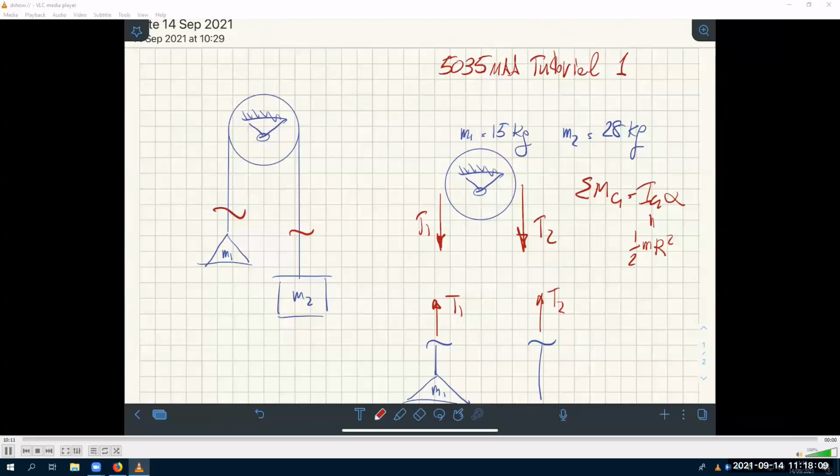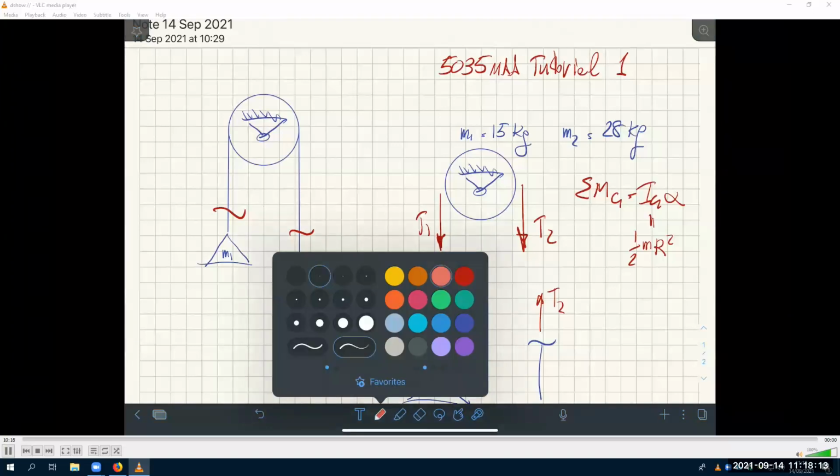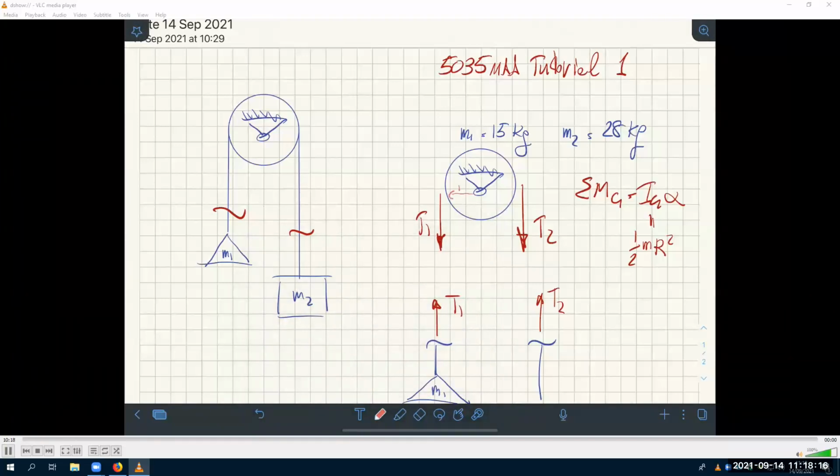So that means that the moment of T1 times the radius must be equal to the moment of T2 times the radius. But T1 times R equals T2 times R, and R goes away. That means T1 is equal to T2. So let's forget about these numbers. Let's call everything T, and that's it. Now, it looks like I'm skipping steps, but you should always do this kind of check every time.